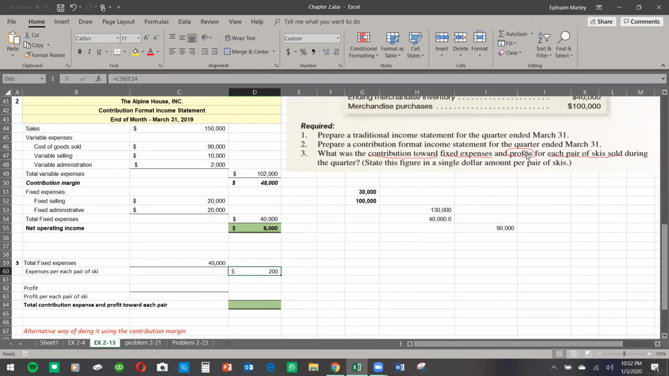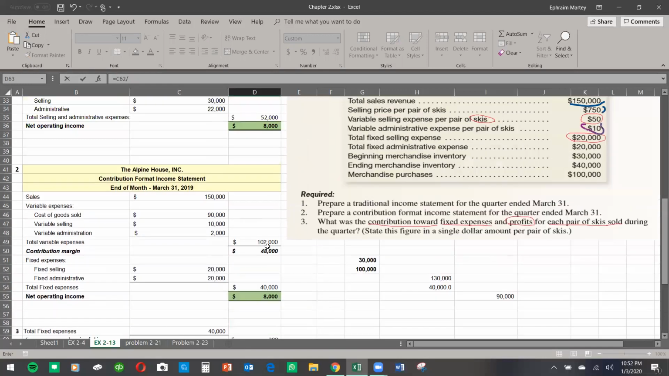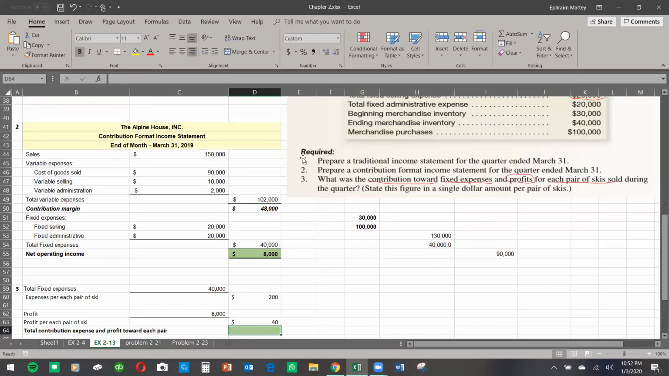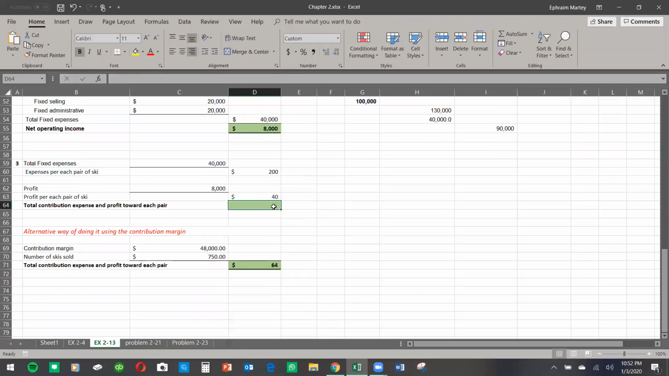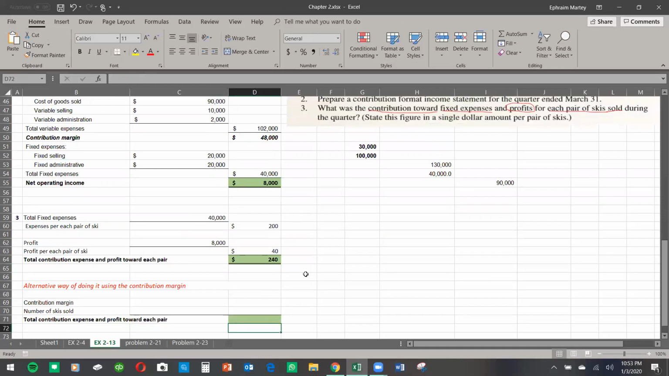And now, what is the profit? The profit is $8,000 here. For each pair of ski, how much is the profit? I take this divided by the number of units sold, 200. And I add them together: fixed expenses per pair of ski plus profit per pair of ski. That will give me $240.